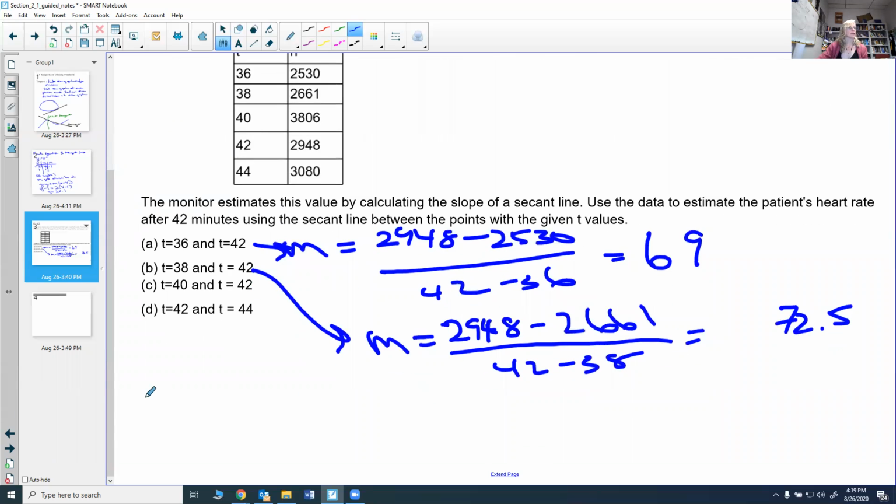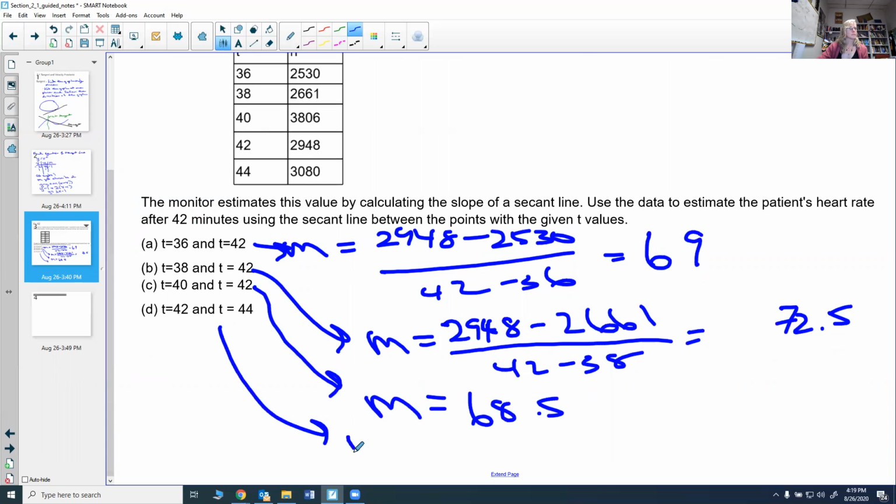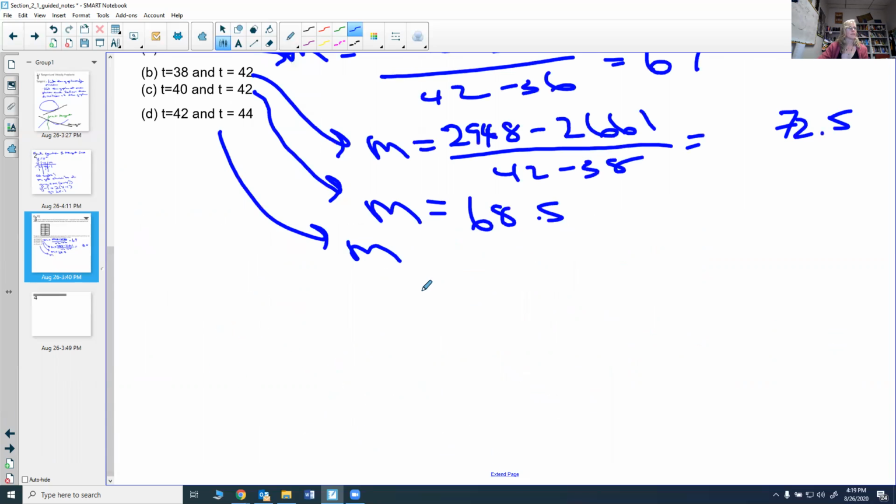And you can keep doing this for the rest of these. So if we look at 40 to 42, that slope, and I'm not going to go through it, but you know how to do this, that slope would be 68.5. And then the last one, that slope would be 71. So what I notice is, oops, I got the wrong one. Sorry. This one is 71.